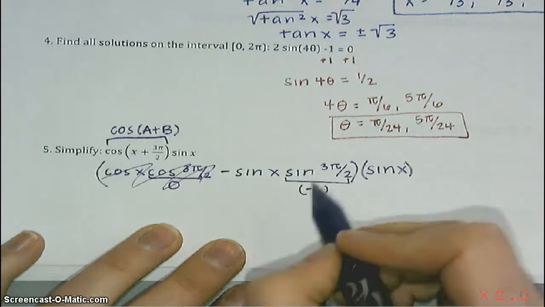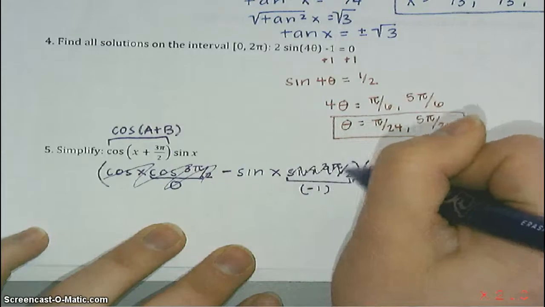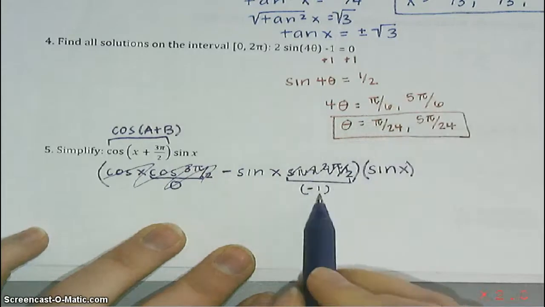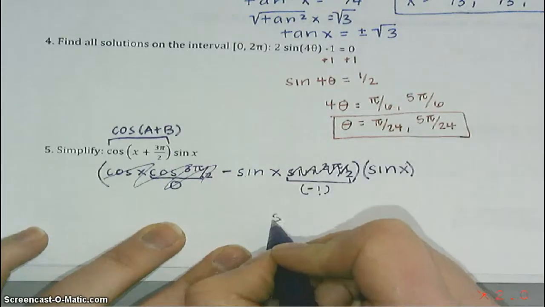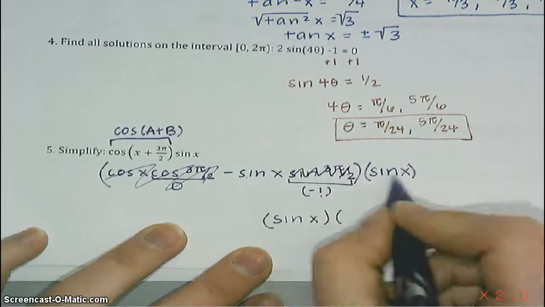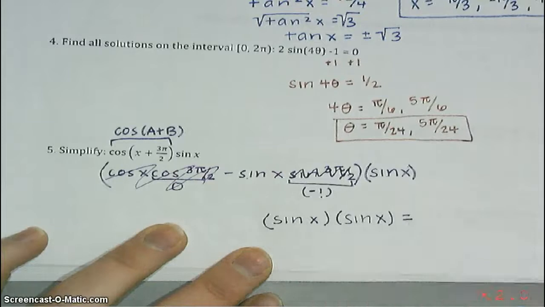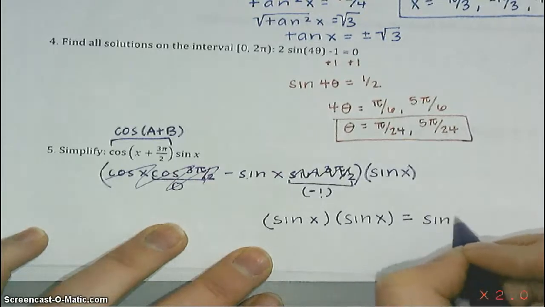So on the inside, this whole entire thing is going to become positive sine. So this becomes negative 1. Negative 1 times negative sine is positive sine. Don't forget about that sine hanging out. And sine times sine is sine squared.